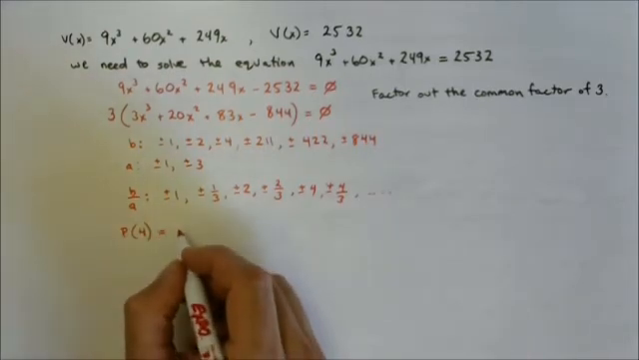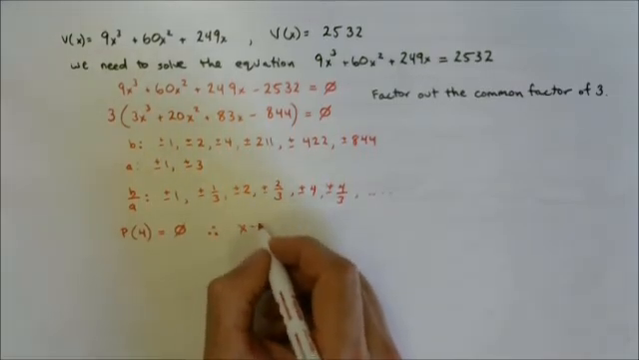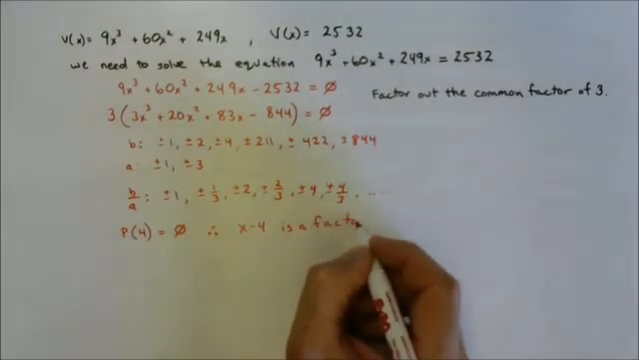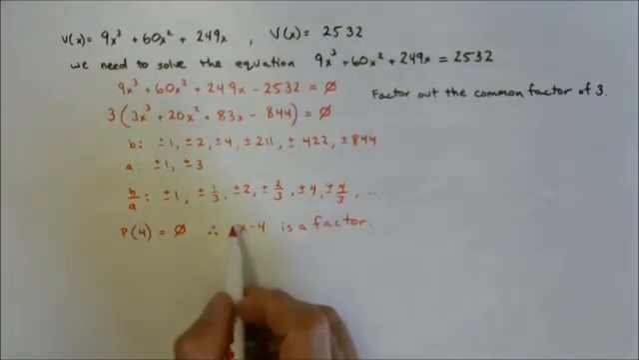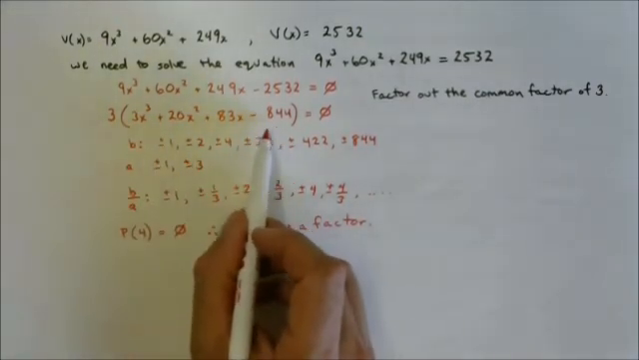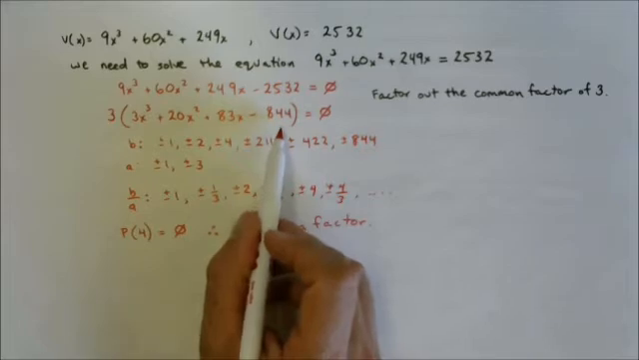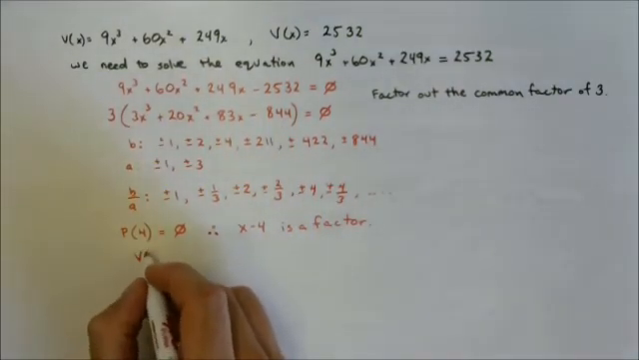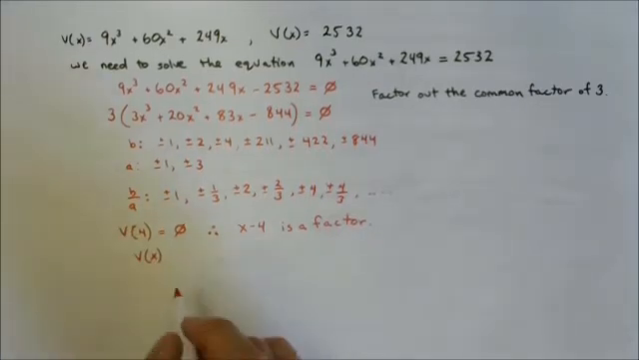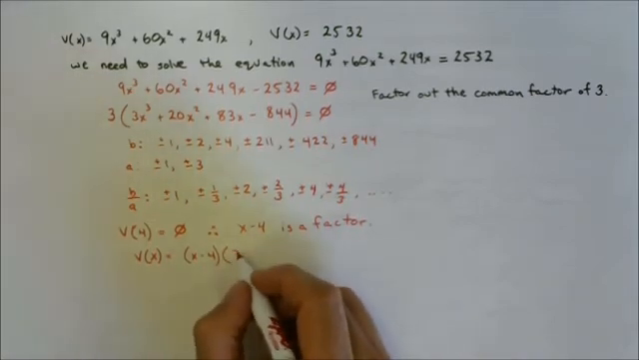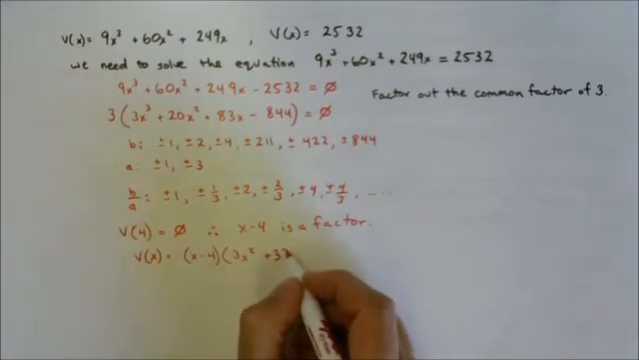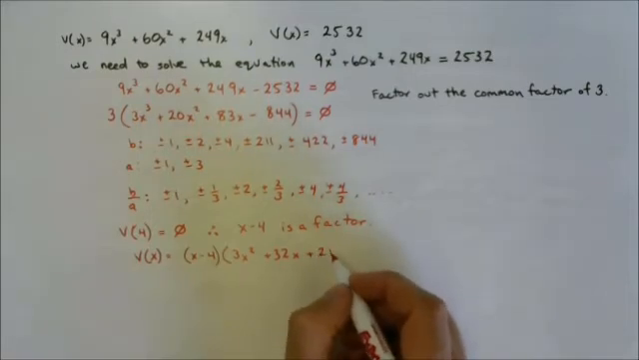I'm going to sub in P of 4. I find out that that equals 0. Therefore, x minus 4 is a factor. Again, I'm not showing all the work here. We're just demonstrating. So what would you do now? You would divide out x minus 4 from this long trinomial inside the brackets, using synthetic division or long division. And what would you end up with? You would end up with V of x. I should put a V here, not a P. V of x is equal to x minus 4, which we factored out, and the remaining factor would be 3x squared plus 32x plus 211.